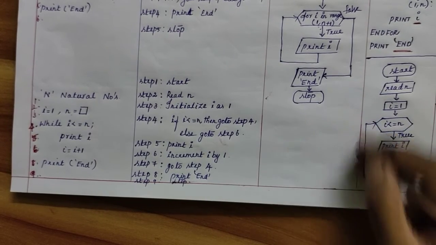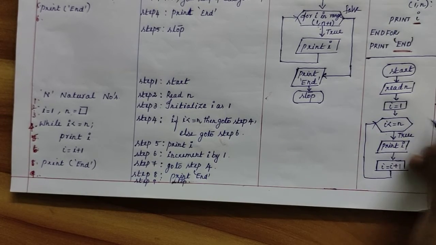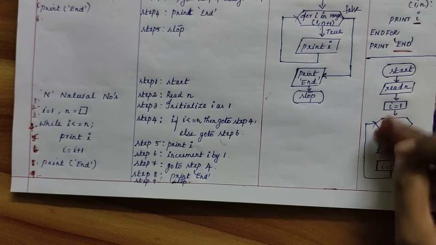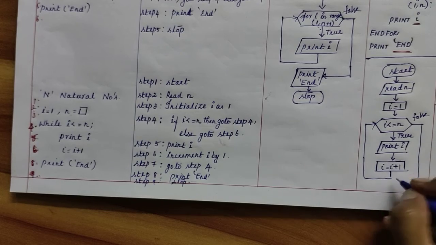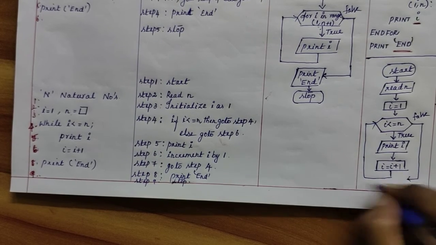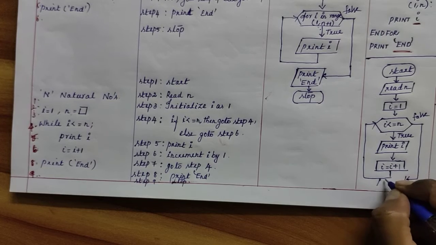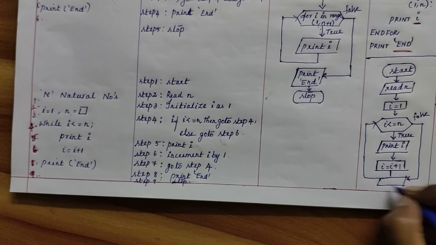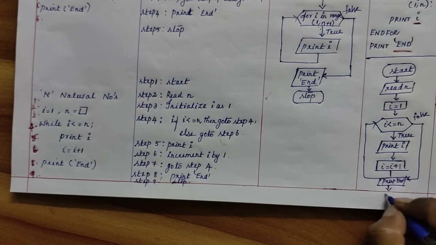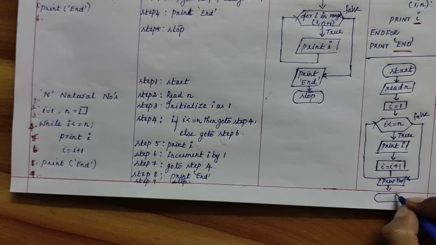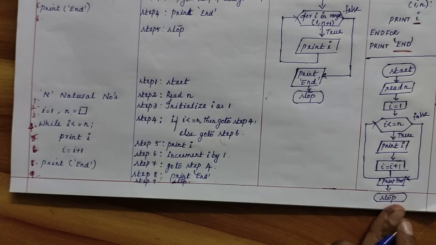So this process keeps on repeating, and when I value becomes larger than n, the condition will become false. At that time we are just going to print n, and then we have to stop. So this is about the flow chart.